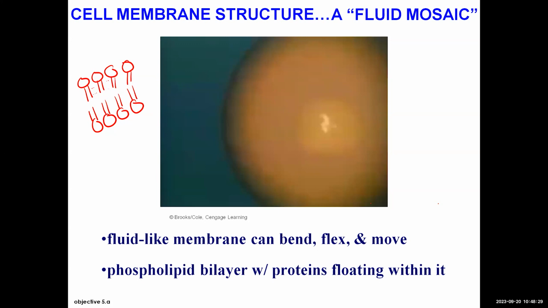And floating within this structure are other objects like proteins and other lipids. So this is a very flexible structure. That's important too because cells can become damaged. And as long as the damage is small, the phospholipids are actually just able to refill the space. They don't need any assistance in doing so.